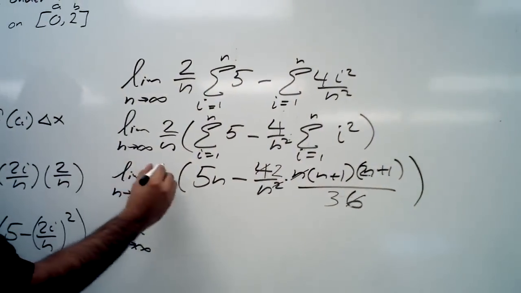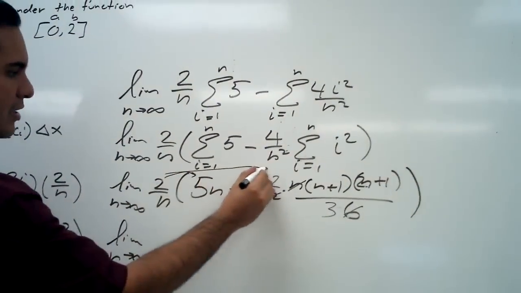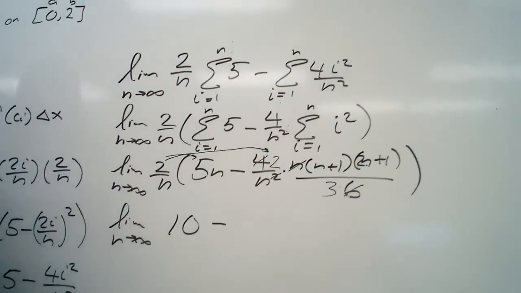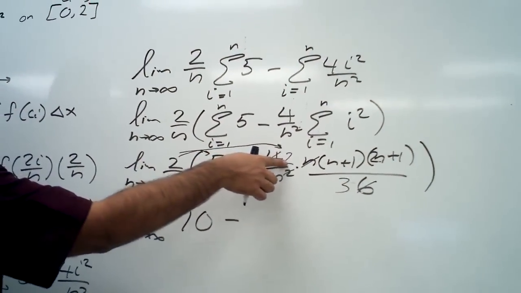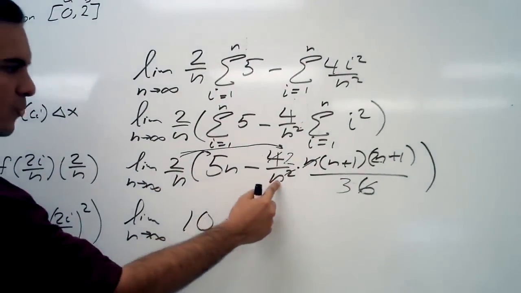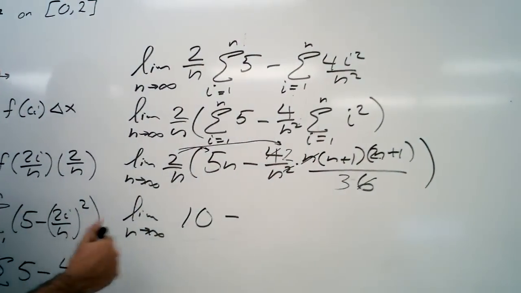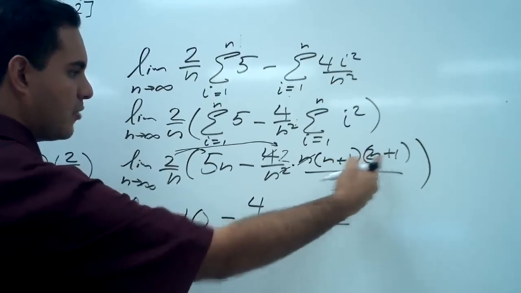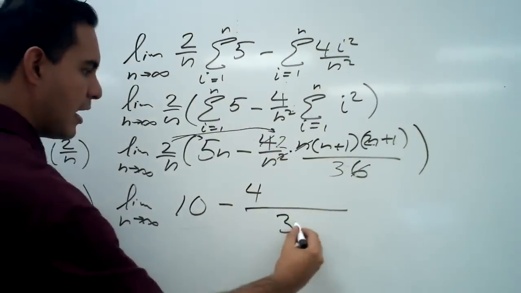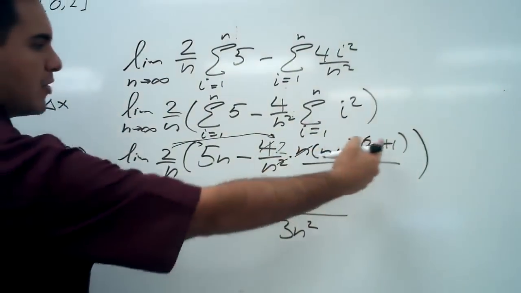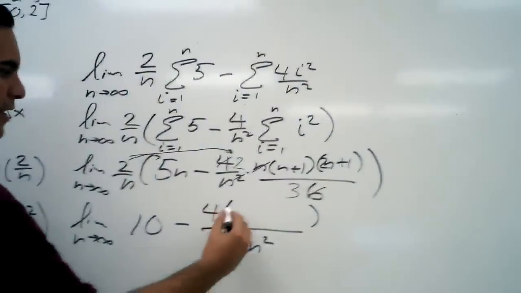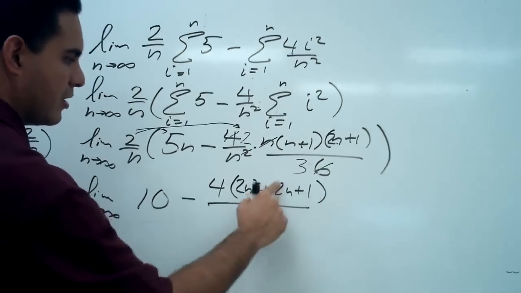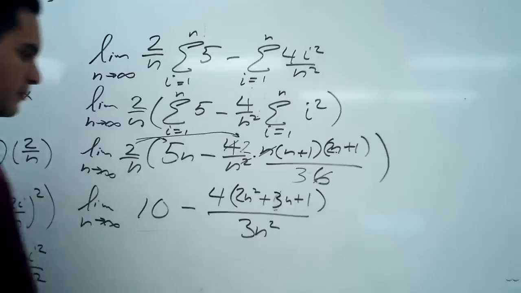After I've simplified, I'm going to take the 2 over n and distribute it here and here over there. 2 over n times 5n is just going to give us 10 minus 2 times 2 here is going to give us 4. n times, there's 1 n here and a 3, that's going to be 3n squared. So that's going to be 4 times n plus 1 times 2n plus 1 all over 3n squared. Now the n plus 1 times 2n plus 1, I'm going to go ahead and multiply. That gives me 2n squared plus 3n plus 1.